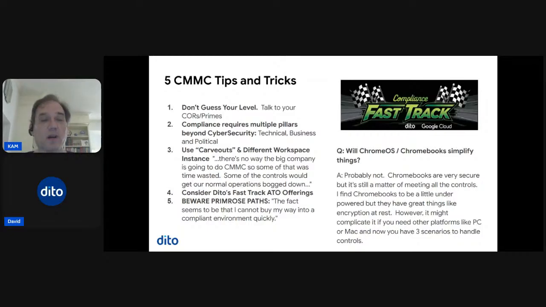This is a direct quote from one of our customers. I'll read it verbatim: "There is no way the big company is going to do CMMC. So some of that was time wasted. Some of the controls would get our normal operations bogged down. I mean, there's always value in cybersecurity, but some of the requirements are very specific for the government. And you don't necessarily have to have your entire organization following all of those." Understanding that and figuring out the minimum that you have to do is a very important process.